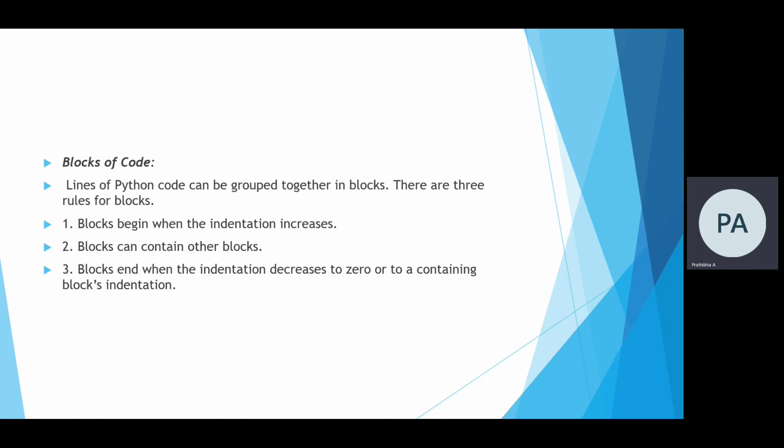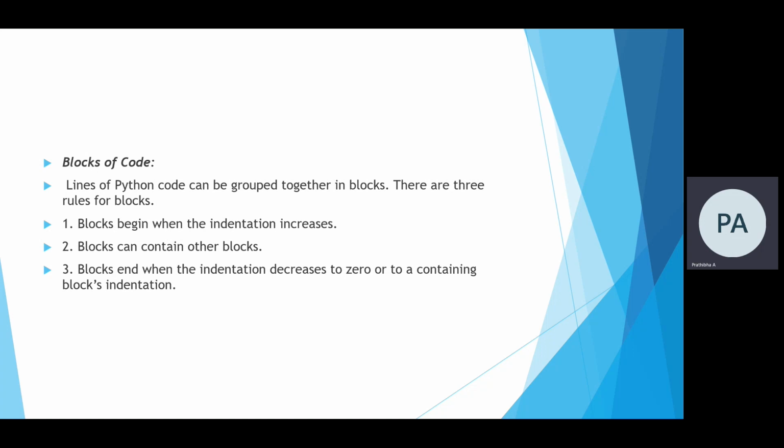Block of code. Lines of Python code can be grouped together in a block. There are three rules for blocks. Blocks begin when the indentation increases. When we are coding in Python and executing a set of code, the indentation concept is very important. A block of code will always begin with an indentation. Blocks can contain other blocks also. One block has a set of code, and another block inside it can have another set of code.